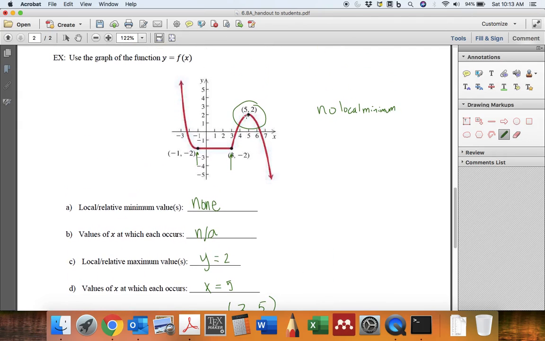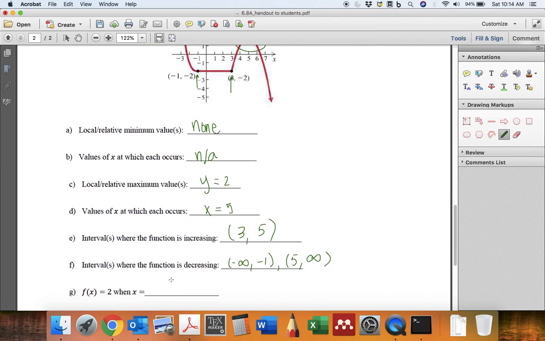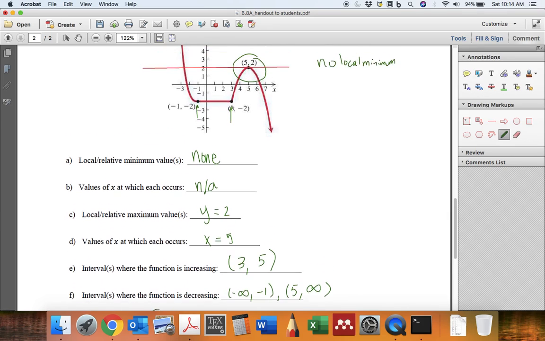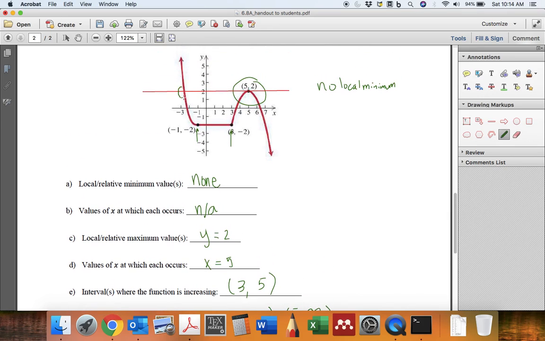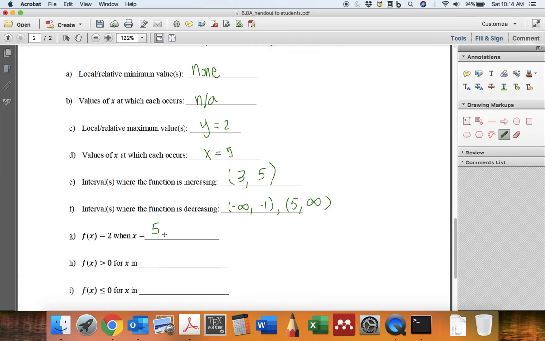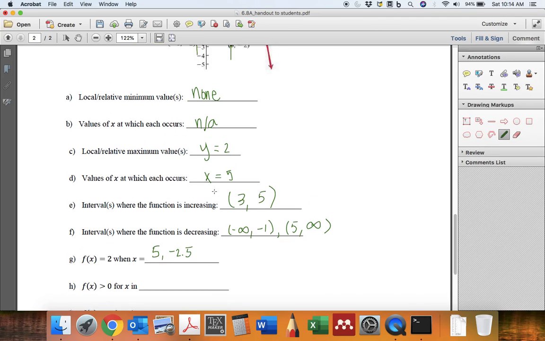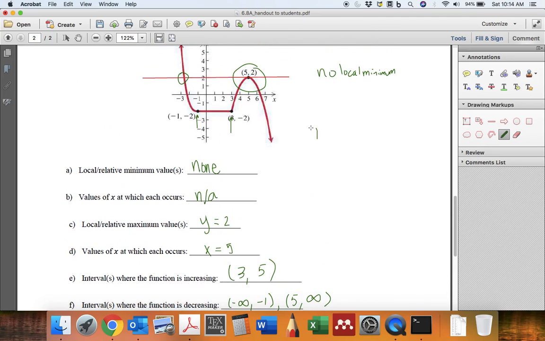And now f of x equals 2, so that means we draw a horizontal line at y equals 2, and then we figure out where we intersect the graph. So definitely at x equals 5. And then also, looks like around -2.5.